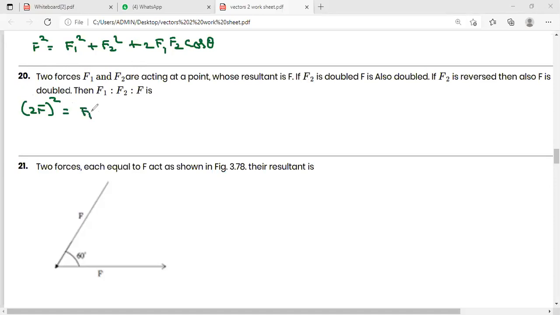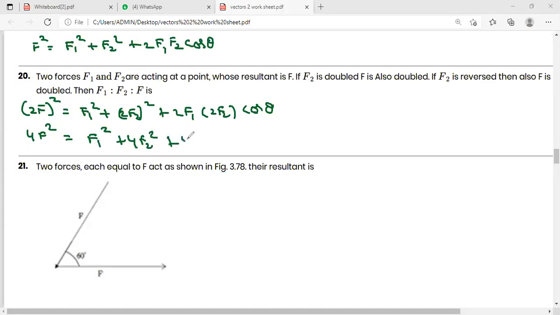F1 square is in the same way, but F2 becomes double. That means (2F2) whole square plus 2F1 into, in place of F2 you have to write 2F2, cos theta. So you can write here 4F square equals F1 square plus 4F2 square plus 4F1 F2 cos theta. This is the information given in case of second one.